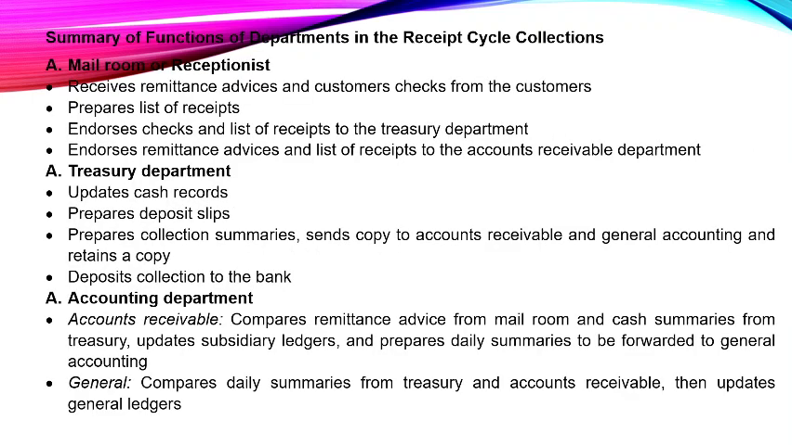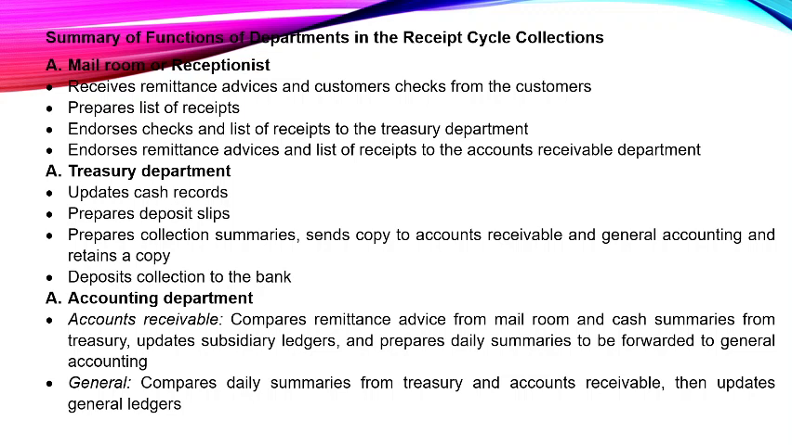The summary functions of departments in the receipt cycle, collections. A. We have the mail receptionist. Receives remittance advice and customer checks from customers. Prepares a list of receipts. Endorses checks and the list of receipts to the Treasury Department. Endorses remittance advice and the list of receipts to the Accounts Receivable Department.